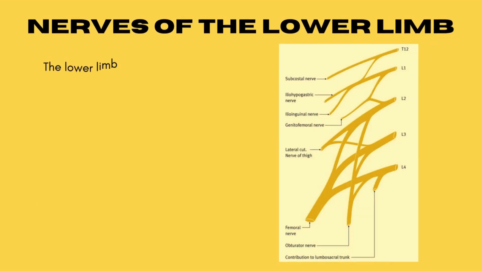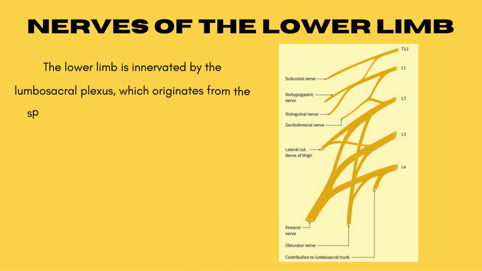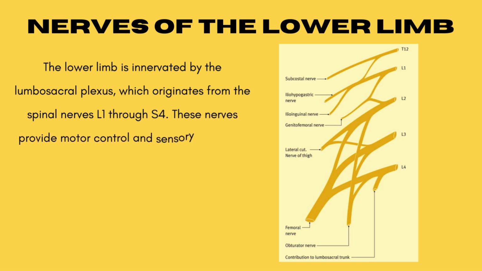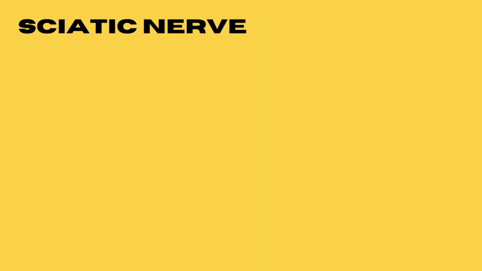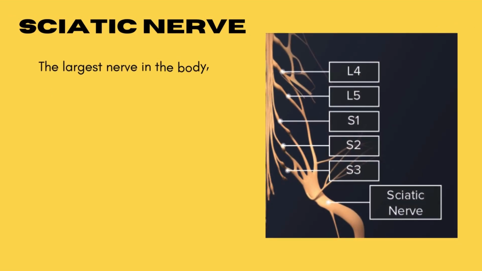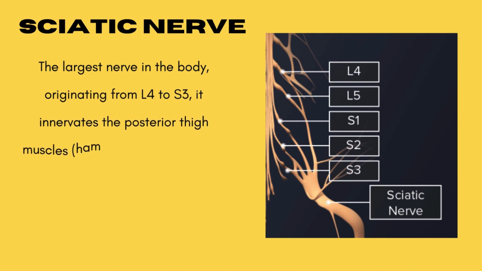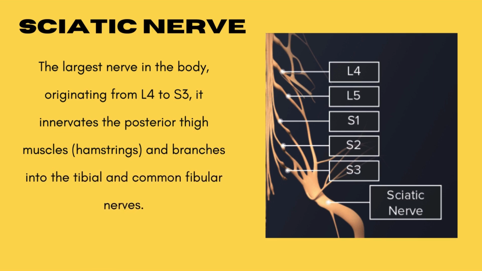Nerves of the lower limb. The lower limb is innervated by the lumbosacral plexus, which originates from the spinal nerves L1 through S4. These nerves provide motor control and sensory feedback to various regions of the lower limb. Sciatic nerve. The largest nerve in the body, originating from L4 to S3, it innervates the posterior thigh muscles, hamstrings, and branches into the tibial and common fibular nerves.